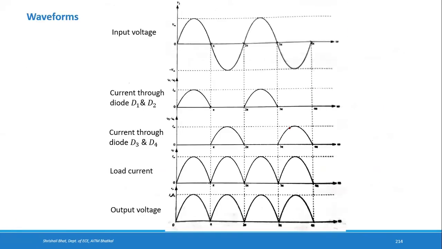So this is about the waveform of the bridge rectifier, right? We have seen input voltage. You have to draw the currents through all the 4 diodes. D1 and D2 is same. Then D3 and D4 are same. Then load current and output voltage. Okay. Then there are different parameters. So here I will not be deriving the same things again, because it's merely a repetition of what we have seen in half wave or full wave rectifiers.